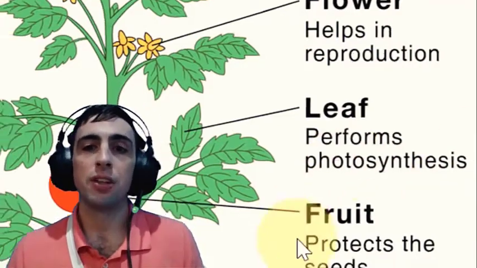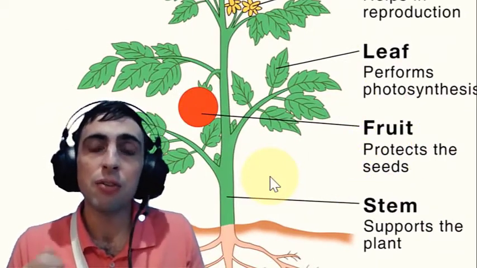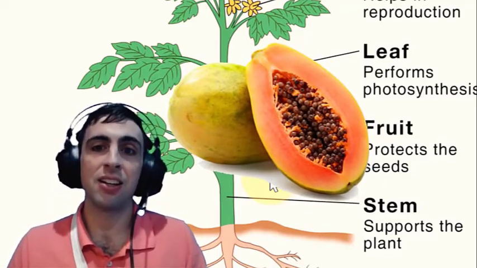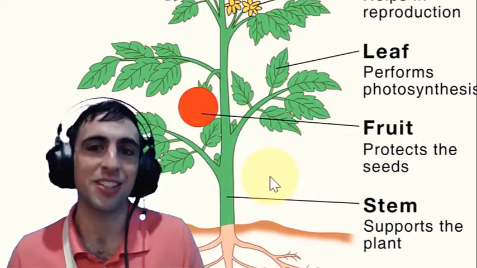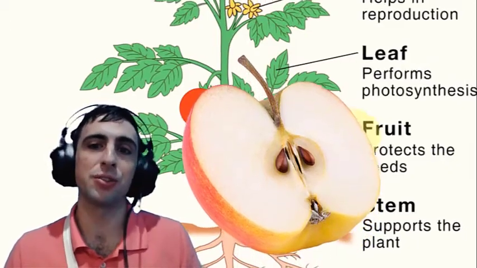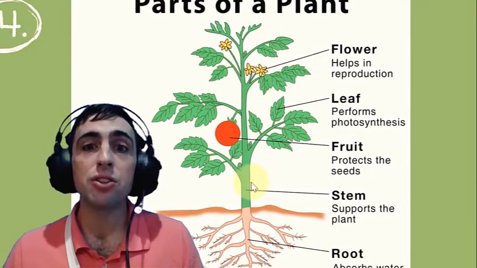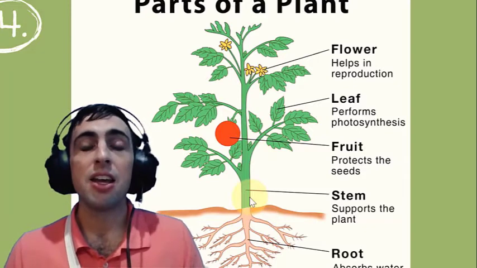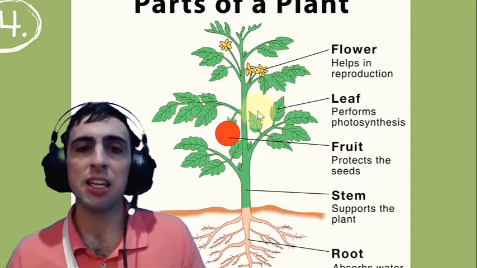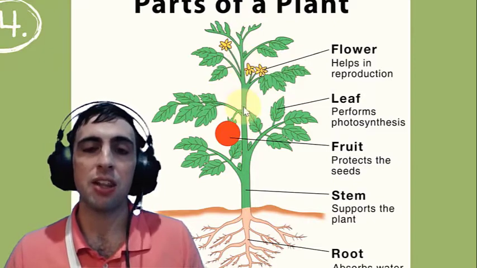The fruit. This protects the seeds. If you're eating fruit, you open it up, there's always going to be seeds inside. That is the fruit. Some fruit is very delicious. I like apples. That's one of my favorite fruits. The next part is the stem. This is the main stalk of a plant. It supports the plant. It's nice and strong, and the leaves can come out from the stem, but this is the stem in the middle.